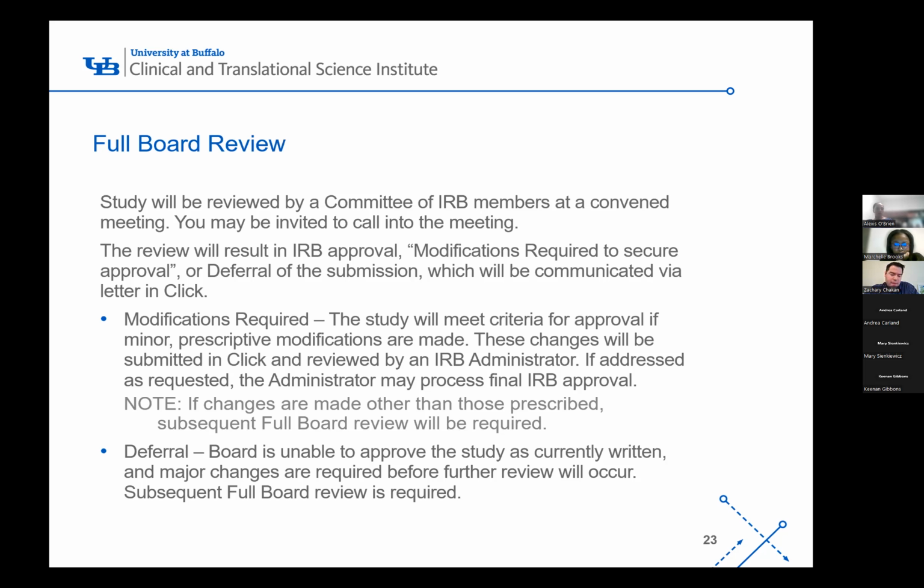So, I'll describe that here. The review will result in either an IRB approval, modifications required to secure approval, or deferral of the submission, and that will be sent to you in a letter in Click.